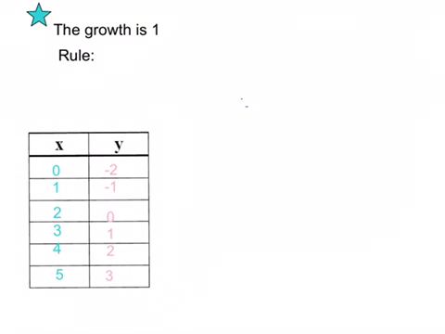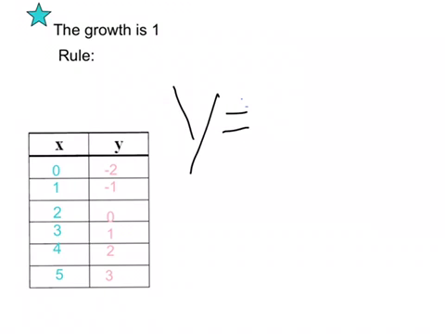This is just a recap of what we already did. Now we know that the growth is 1, and we need to find the rule. To find the rule, you just need this part. Whenever you're writing the rule, you always need to put the y in front of the equal sign, and then put the expression. If you don't do that, your teacher will most likely get mad at you, because that is how we learn to write it. I guess it's just state standards.